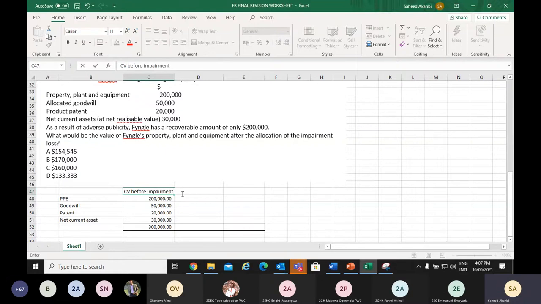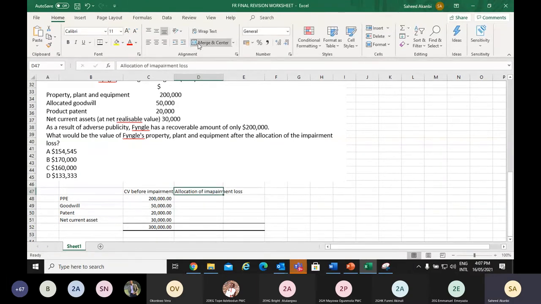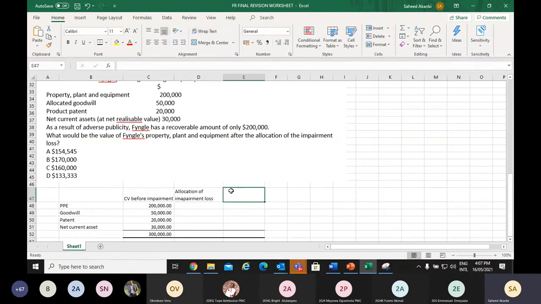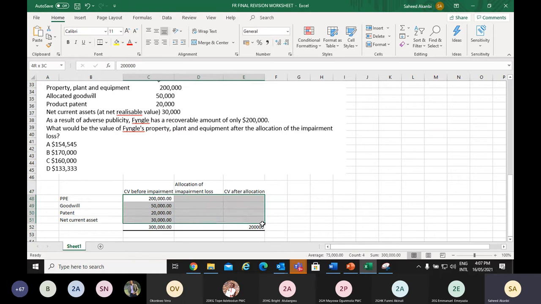Impairment, allocation, impairment loss. It is the carrying value after allocation. The principle says, okay, how much is the recoverable value? 200. So that means the impairment loss will be 100. That is the meaning.